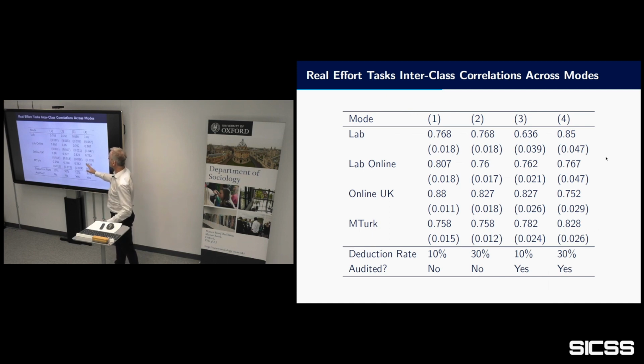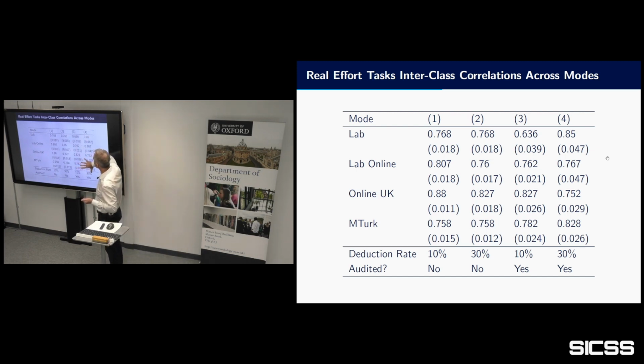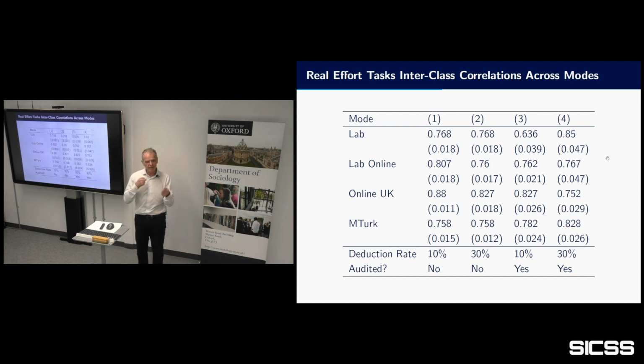Okay, so all we did here was say, people made these decisions 10 times. One possibility is the MTurk people aren't paying attention, right? That they're just clicking through, which is what a lot of people suggest. So here what we did is we simply looked at their performance on the real effort task and saw whether the intraclass correlations within those 10 rounds were high. In other words, if someone did well on the first RET, did they do well on the 10th? So this was a measure of stability.